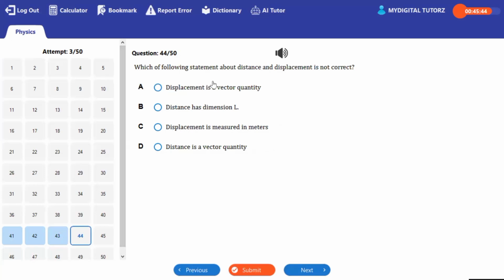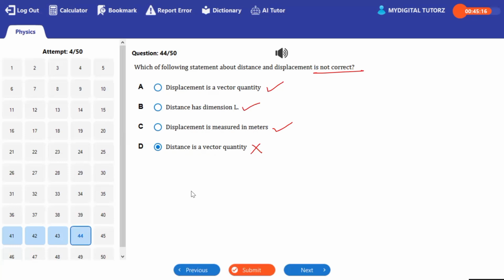Question 44 says, which of the following statements about distance and displacement is not correct? Is not, take note, is not correct. So we're looking for the wrong one. Displacement is a vector quantity, is correct. Distance has a dimension of L, is correct. Displacement is measured in meters, is correct. Distance is a vector quantity, wrong. Distance is a scalar quantity. Therefore, the correct answer is option D. I hope we are together.